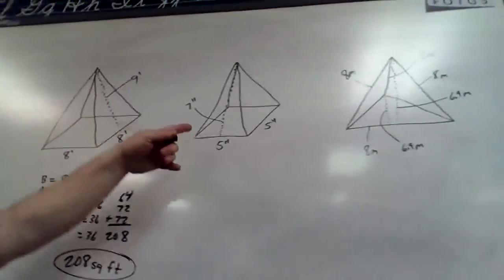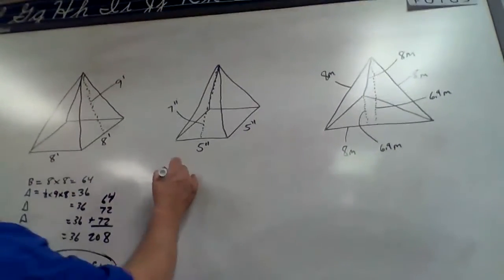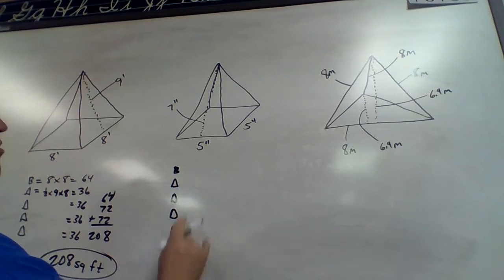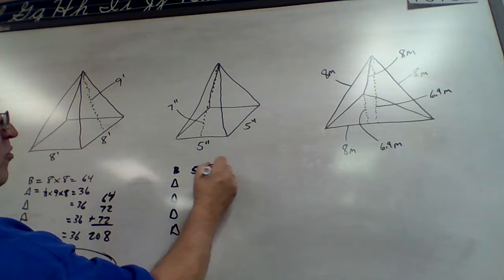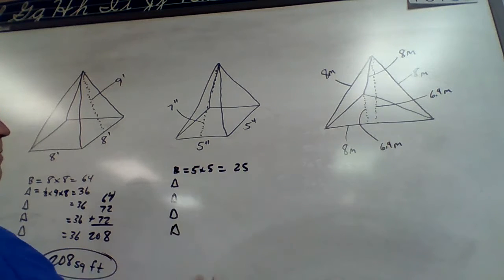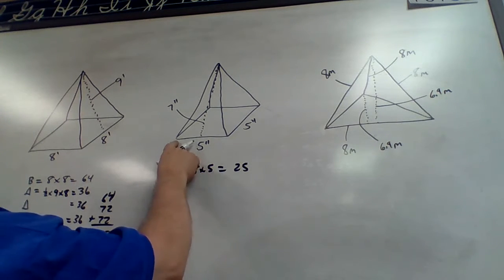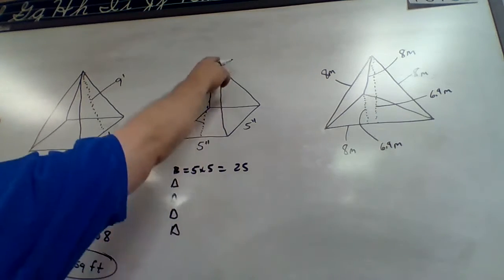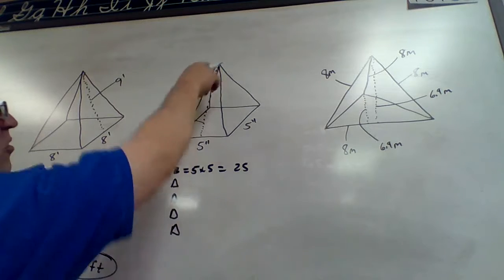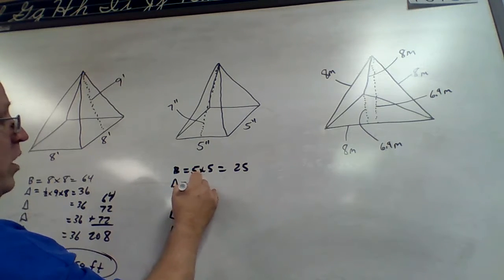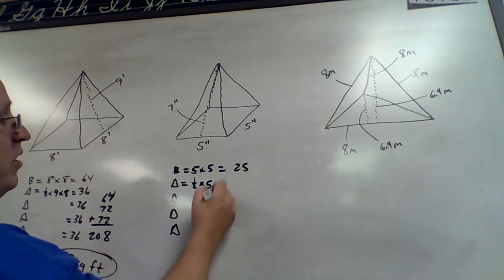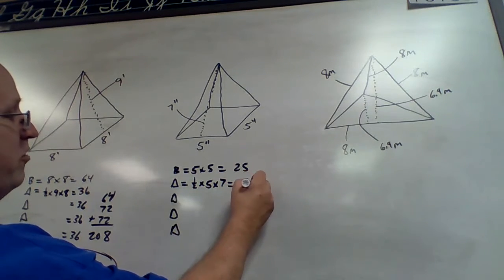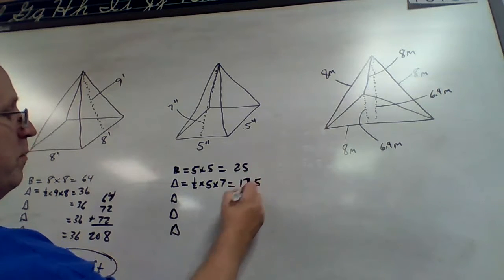Let's go to this next one right here. Pretty similar. We've got a base and 4 triangles, right? A base and 4 triangles. The base is 5 times 5, or 25, right? What about a triangle? This triangle has a base of 5 and a height of 7. See this 7 here? Base of 5, height of 7. So that would be 1/2 times the base of 5 times the height of 7. And that would be what? 17.5 when we do the math.